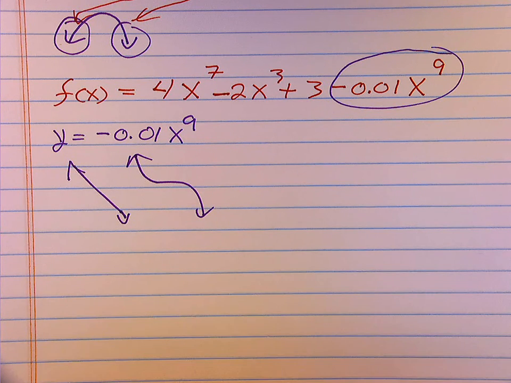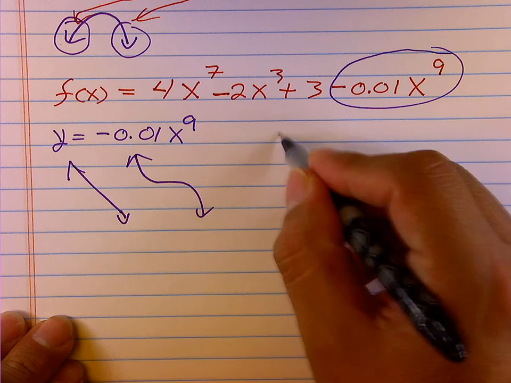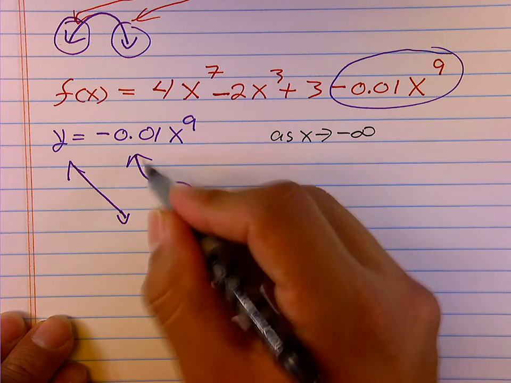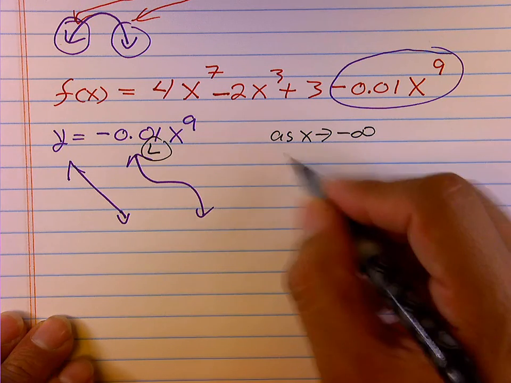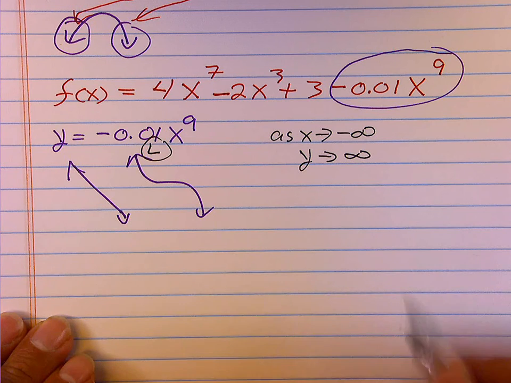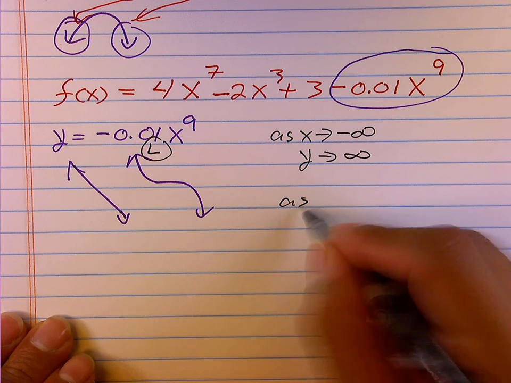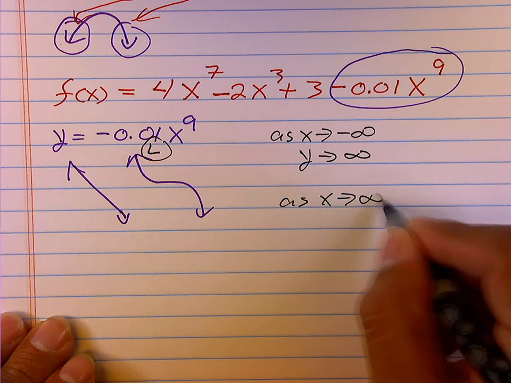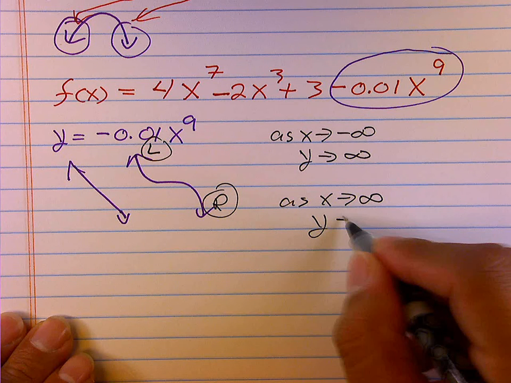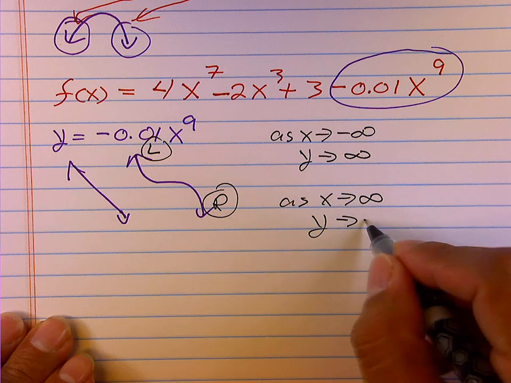Now, this allows me to answer the question: as x goes to the left, this is my left-hand side, y is going up. As x goes to the right, this is my right-hand side, y is going down.